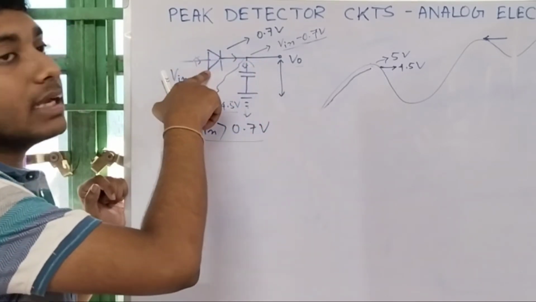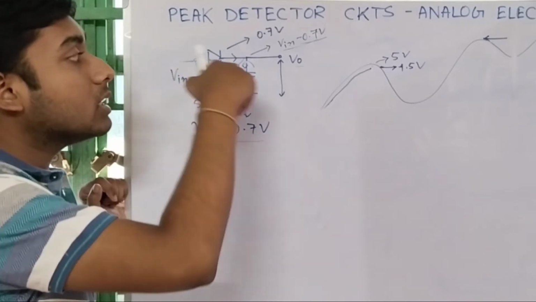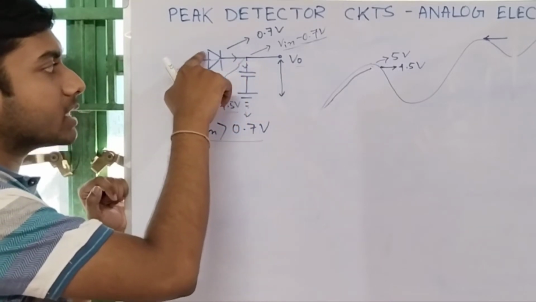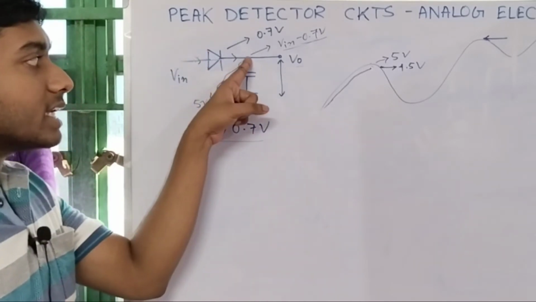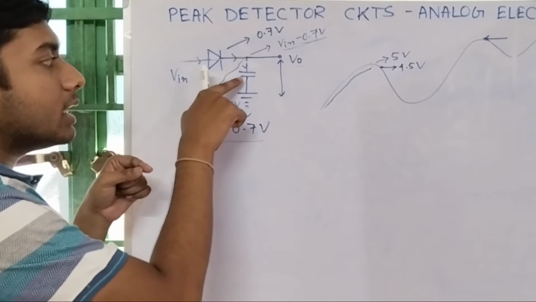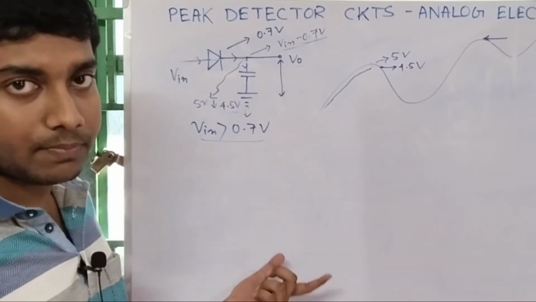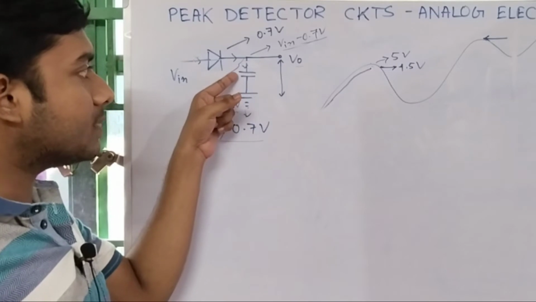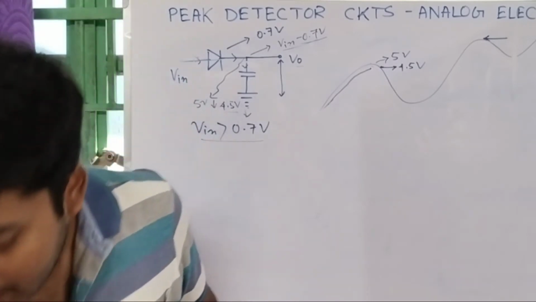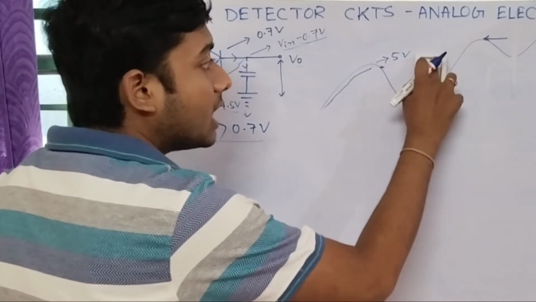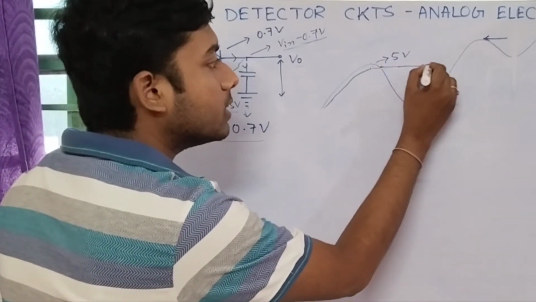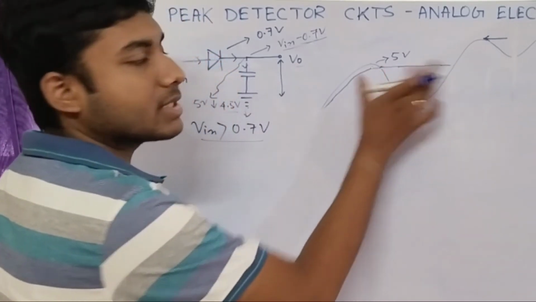But there is a PN junction diode which will not allow the current to go in the opposite direction. That means the current will not go in the opposite direction even when the voltage here is lower than 5 volt and gradually decreasing. The capacitor will not discharge. So this plate's voltage will be retained at 5 volt. As it is not discharging, it will be at 5 volt all over the period, like this.